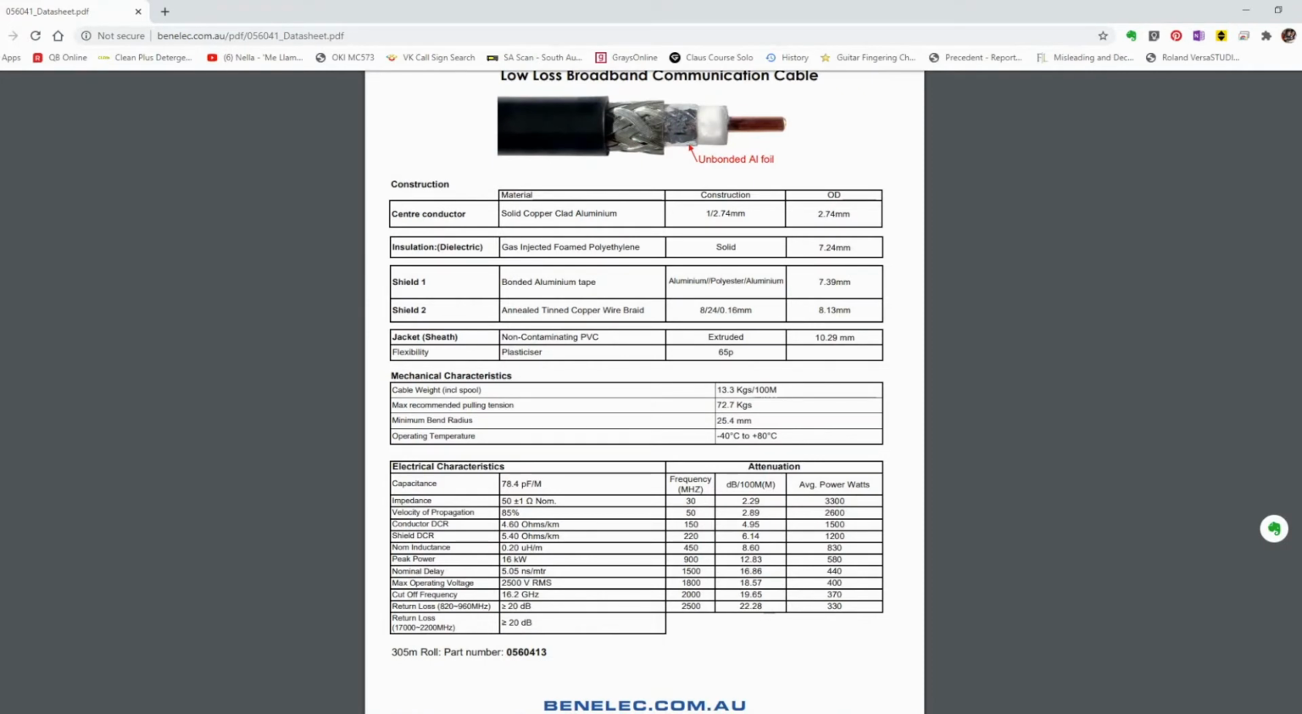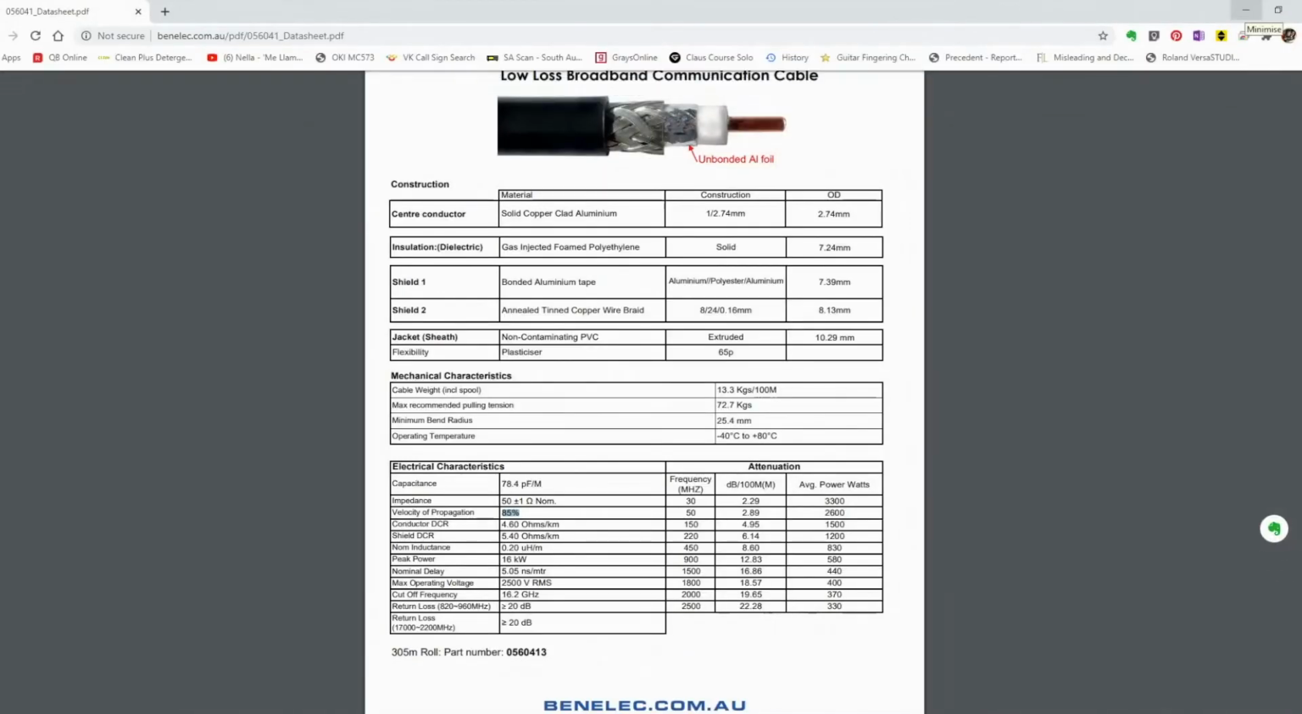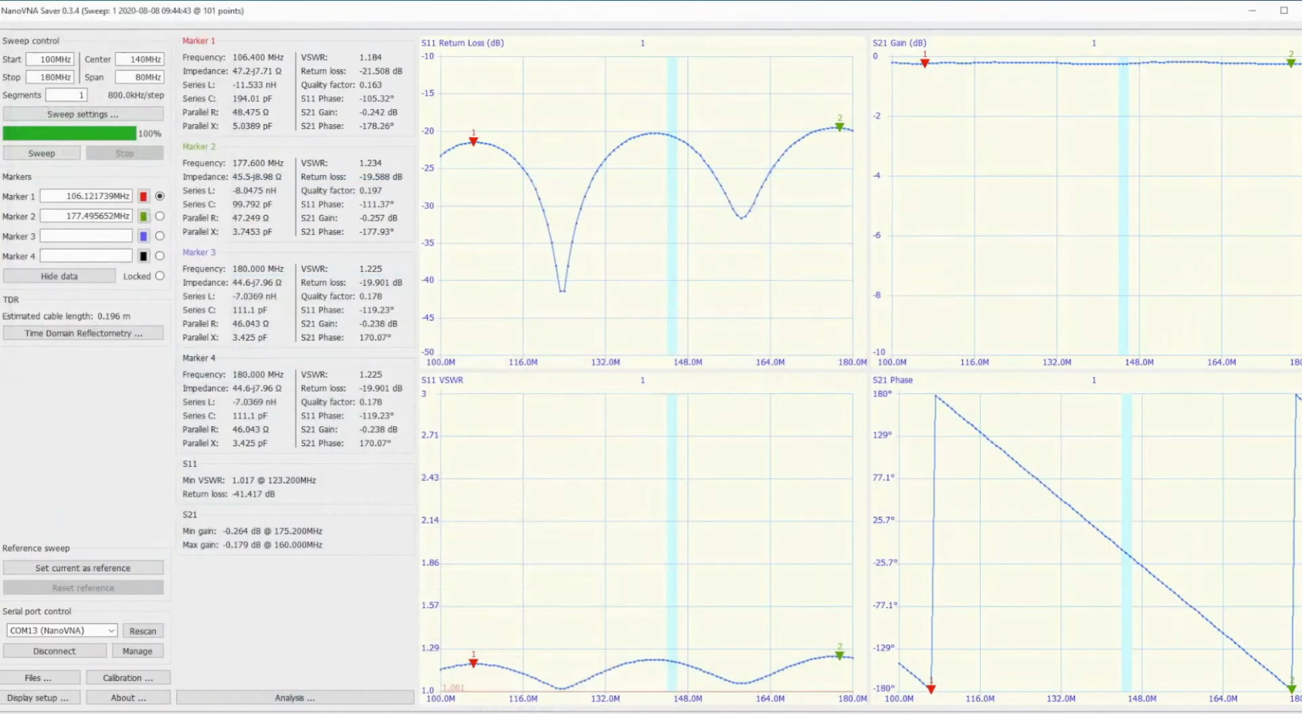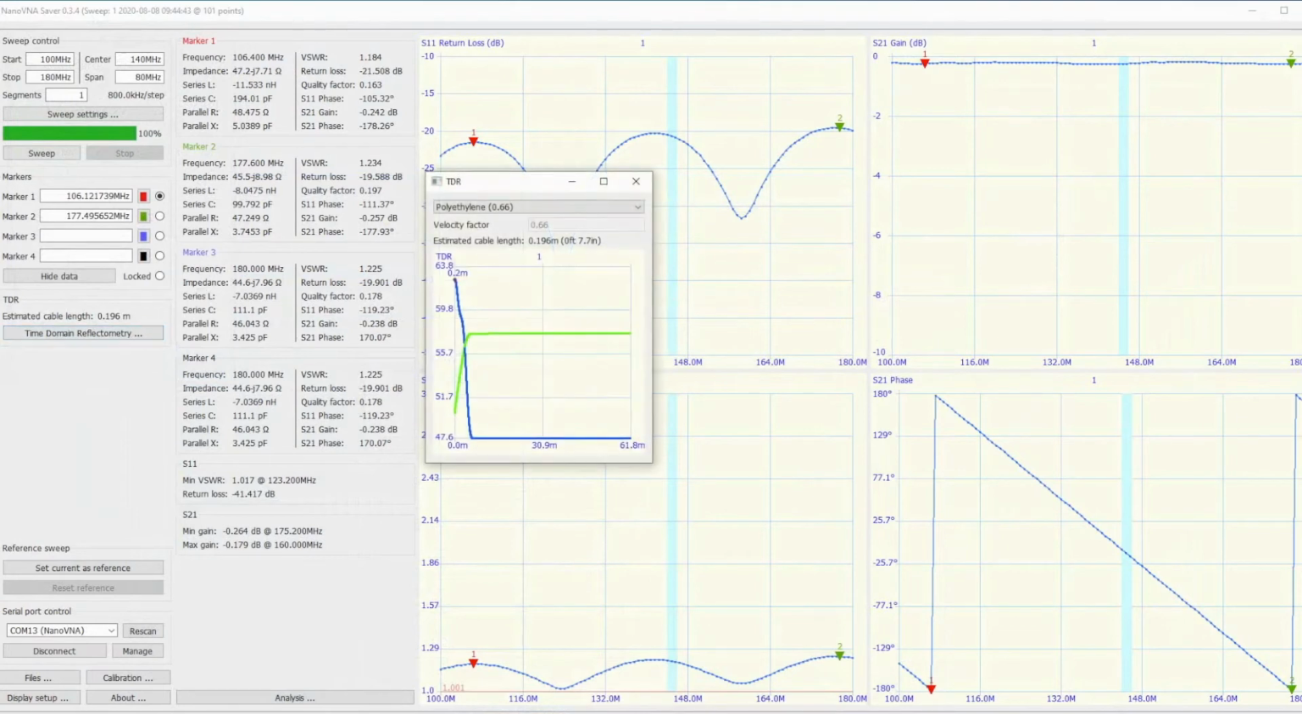And let's check that. Okay, so the cable is in fact made by Benelec, and it's LL400. And there you go, the data sheet displays that the velocity factor is in fact 85%. I'm pretty happy with that calculation. That's spot on. And that will be it for the velocity factor calculation.